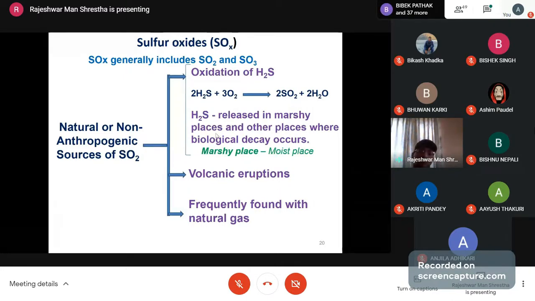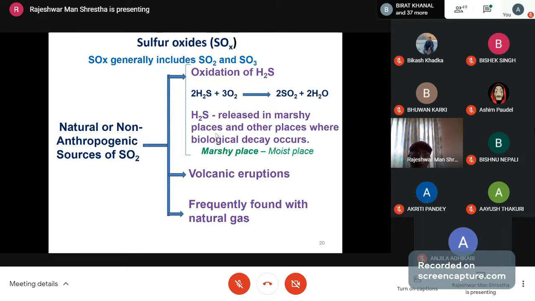And how is it released into the atmosphere? Natural or non-anthropogenic sources of SO2 gas. First is the oxidation of H2S gas. How is H2S gas released? By bacterial decomposition of organic matter. In this process, H2S gas will be released. That H2S gas will react with atmospheric oxygen and form SO2 gas. And H2S gas is released in marshy places.